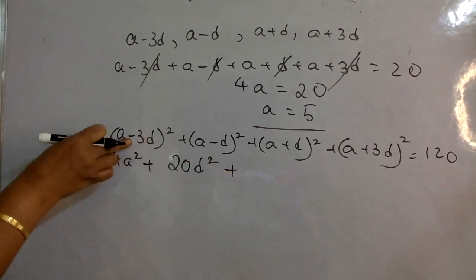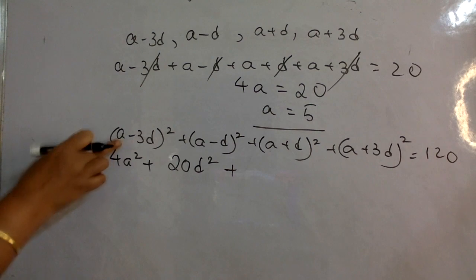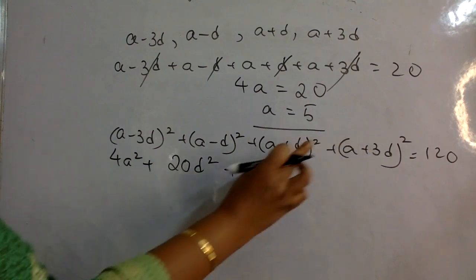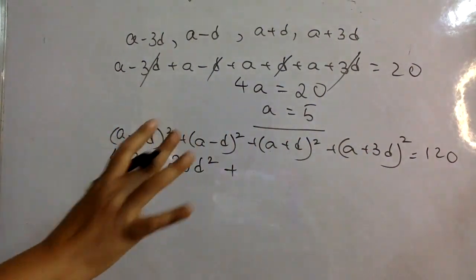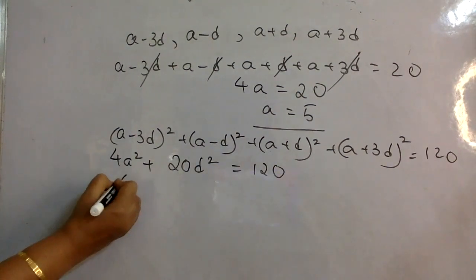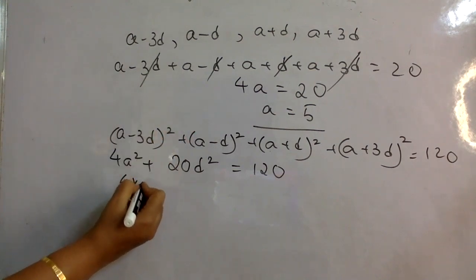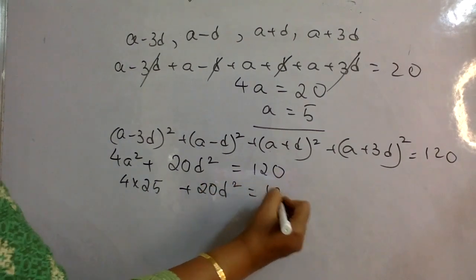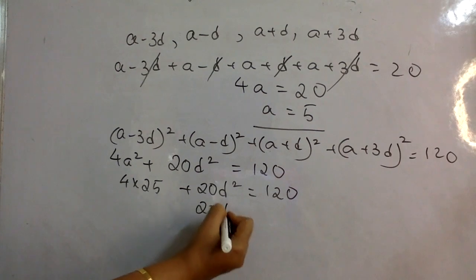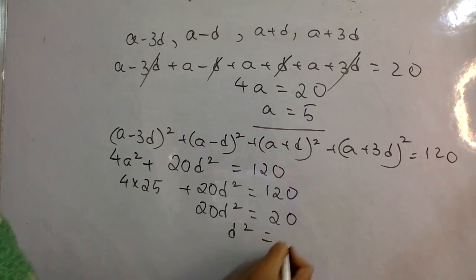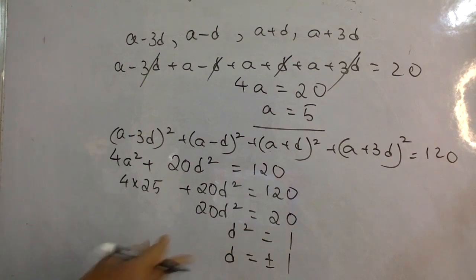And then there is a minus 6AD from this and a minus 2AD. Okay, plus 6AD plus 2AD. So they cancel each other. The AD terms cancel each other. So we can straight away write this as 120. 4 into A square is 25, right? This is 25 plus 20D square is 120. So 20D square, if I take this that side, I get 20. Then D square is equal to 1, isn't it? D is equal to plus minus 1. So I got the value of D.